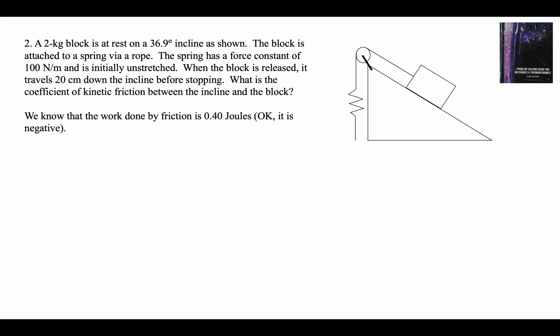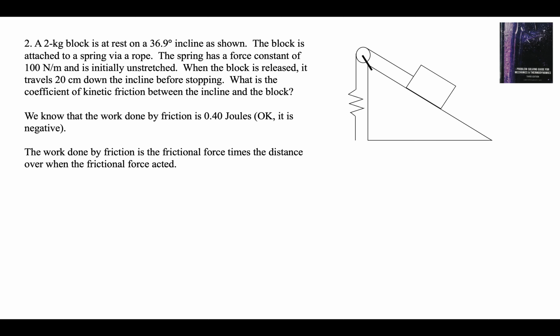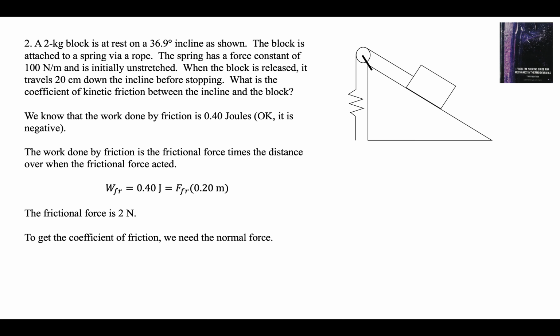So now we know the work done by friction is 0.4. Okay, it's negative, but we don't pay attention to that negative sign. We know what's going on, right? Friction's not speeding up the block in this situation, right? The work done by friction is the frictional force times the distance over which the frictional force acted. The force is constant. We know the work is 0.4 joules. The distance is 0.2 meters. We divide both sides by 0.2, and we get the frictional force is 2 newtons.